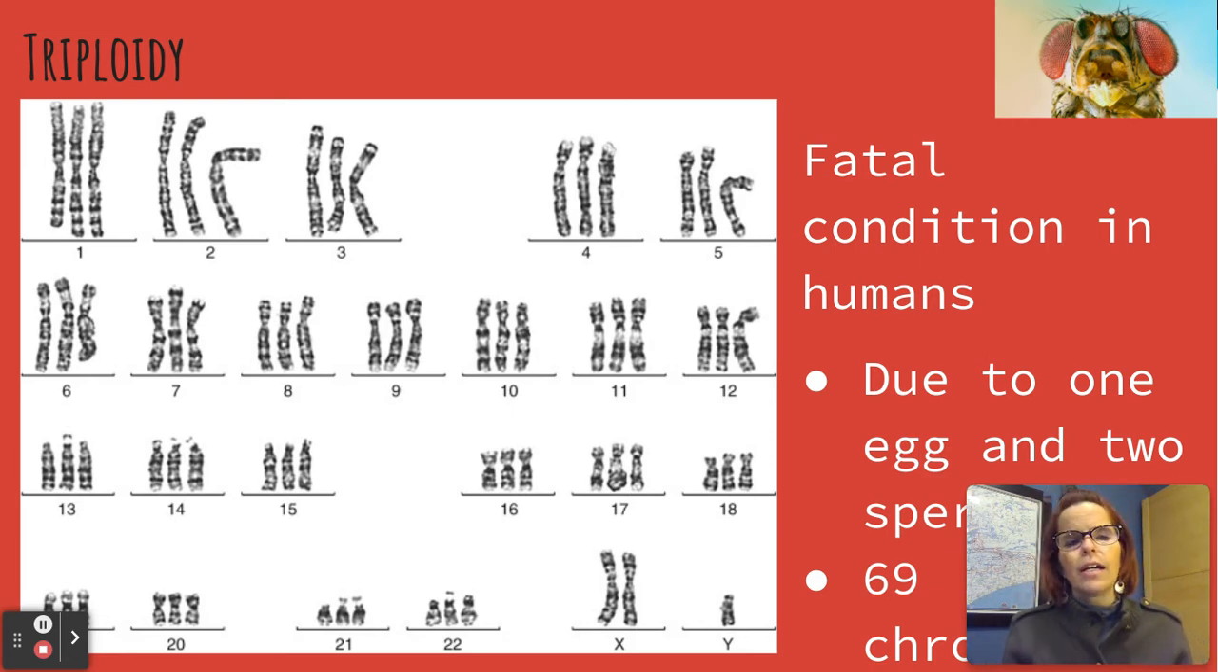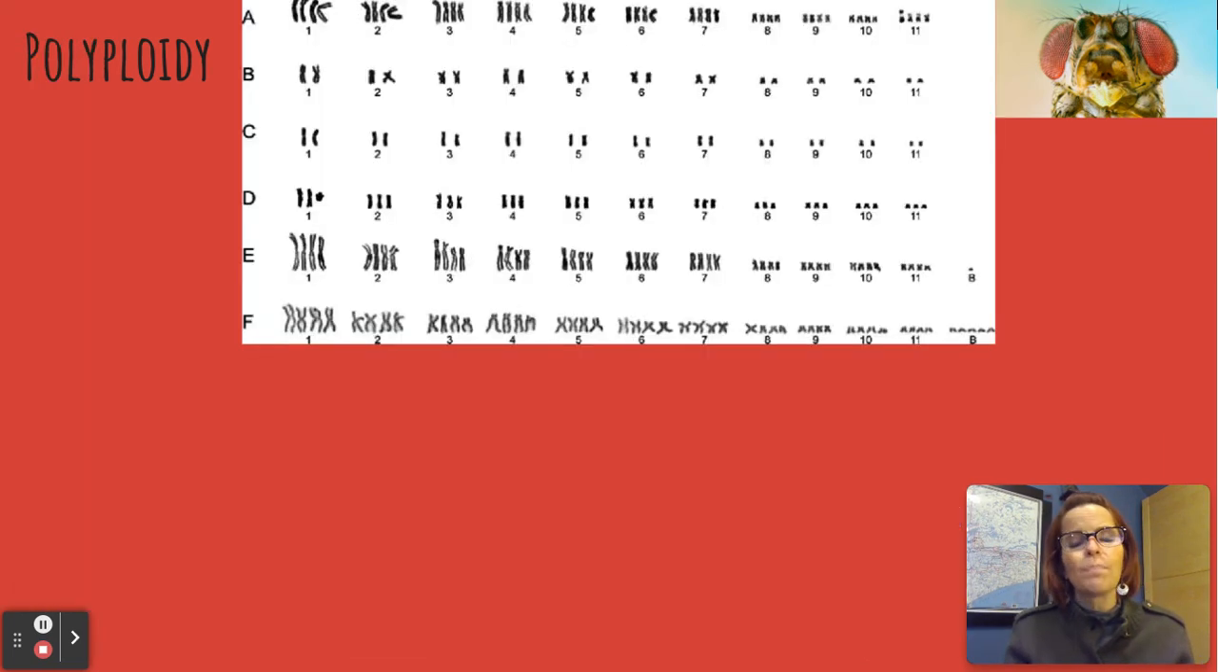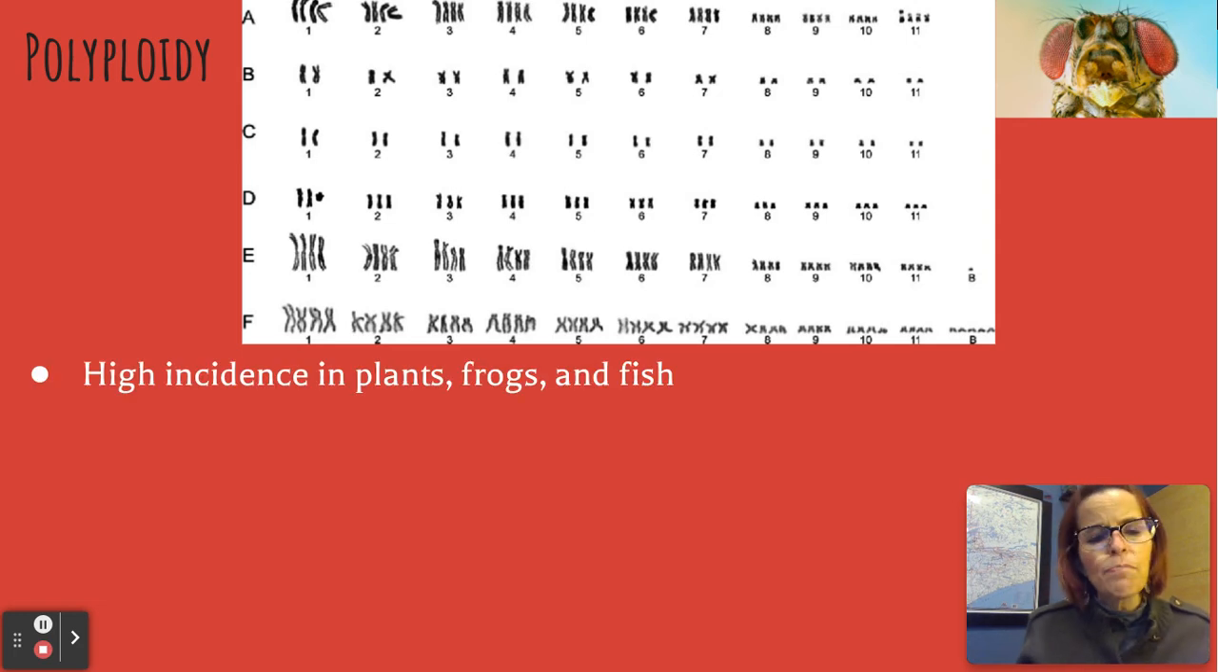So these are zygotes that have 69 chromosomes. And for humans, it's not a survivable condition. However, take a look at these karyotypes because it's super interesting. Here's a whole bunch of ones that have what's called polyploidy. Polyploidy just means more than 2, so 3 or more chromosomes.